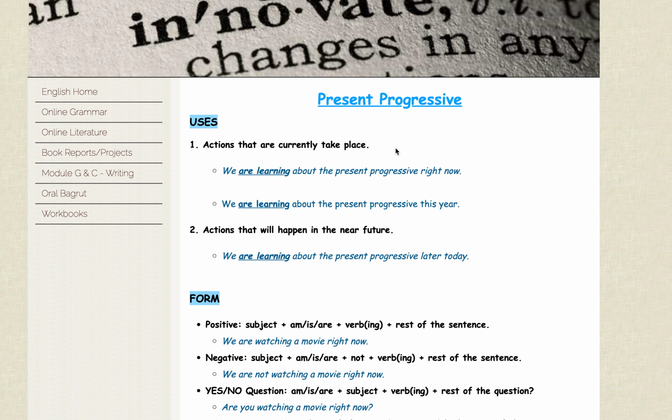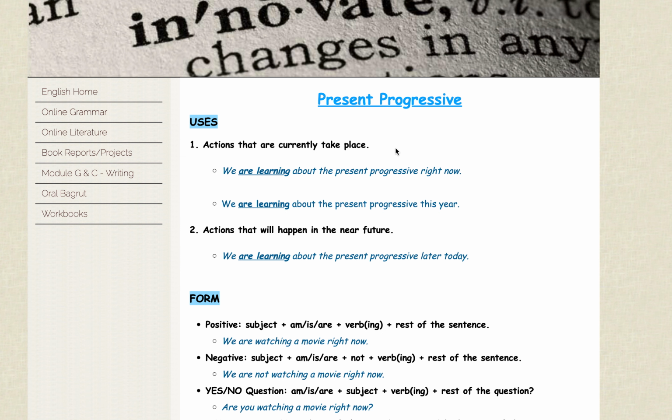But now is relative. Now or presently could be at this exact moment. It could be this week. It could be this year. It could be this month, this century, as long as you're standing within that time frame.